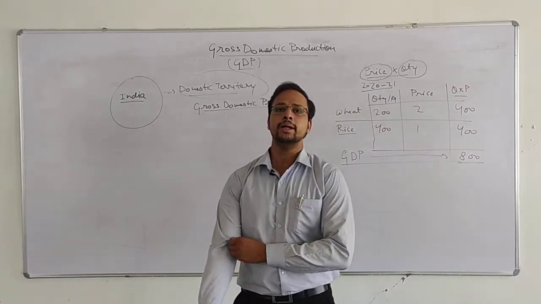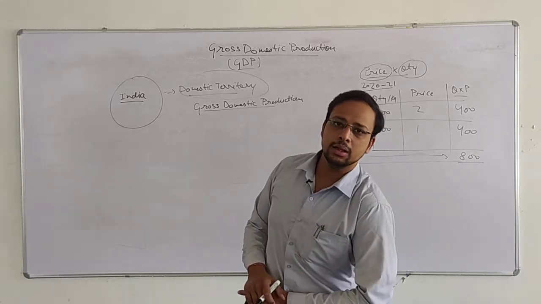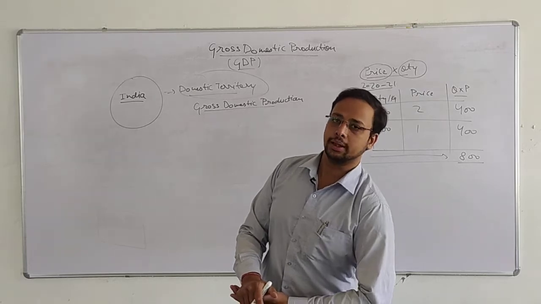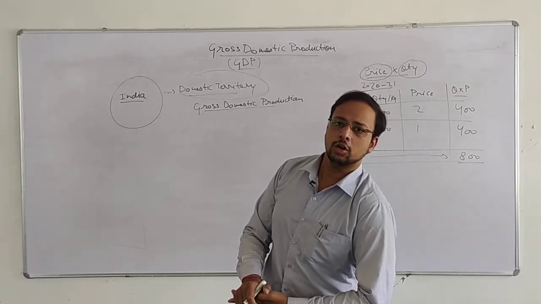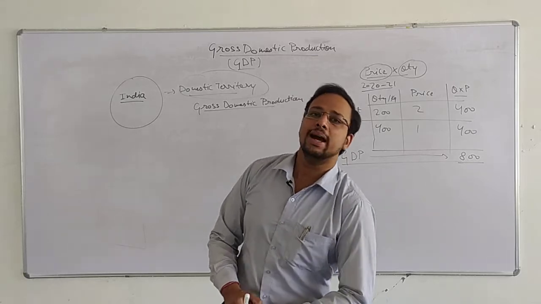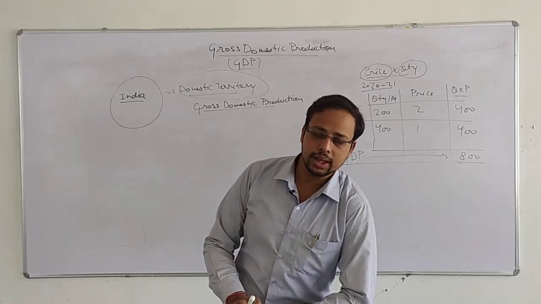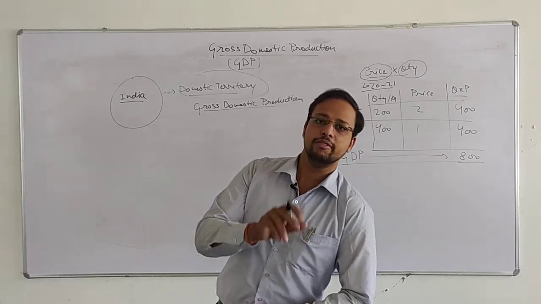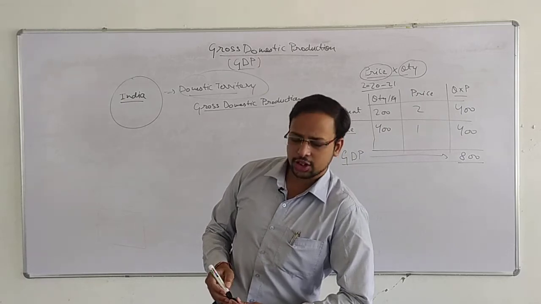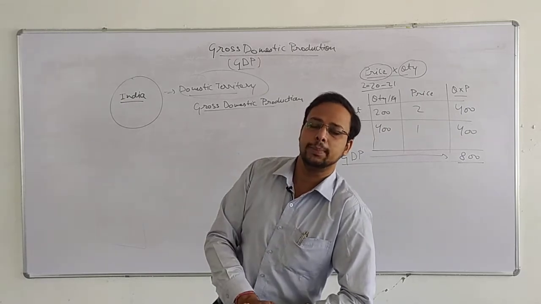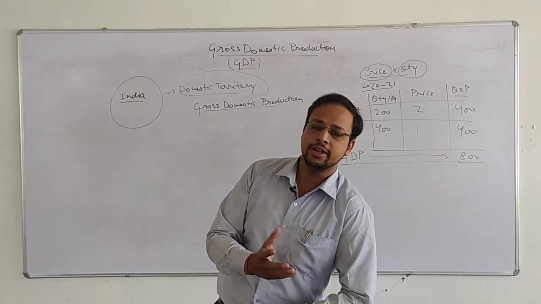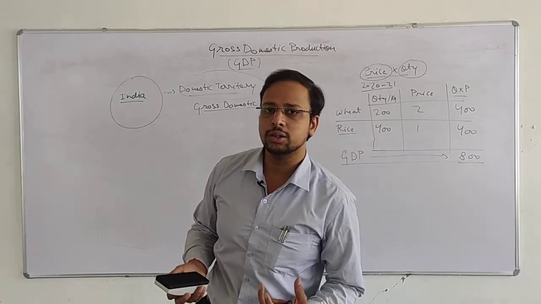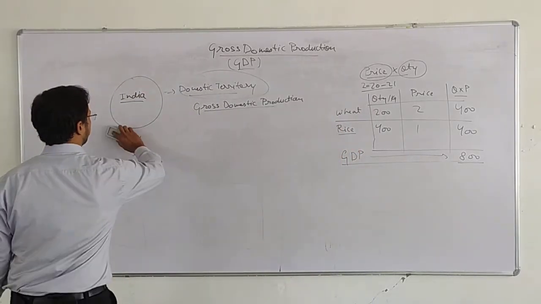Okay, but there is a technical point: the prices of which year should be taken while calculating GDP. That is why GDP is divided into two types. The first type is nominal GDP and the other type is real GDP. Now let us discuss the meaning of nominal GDP and the meaning of real GDP.